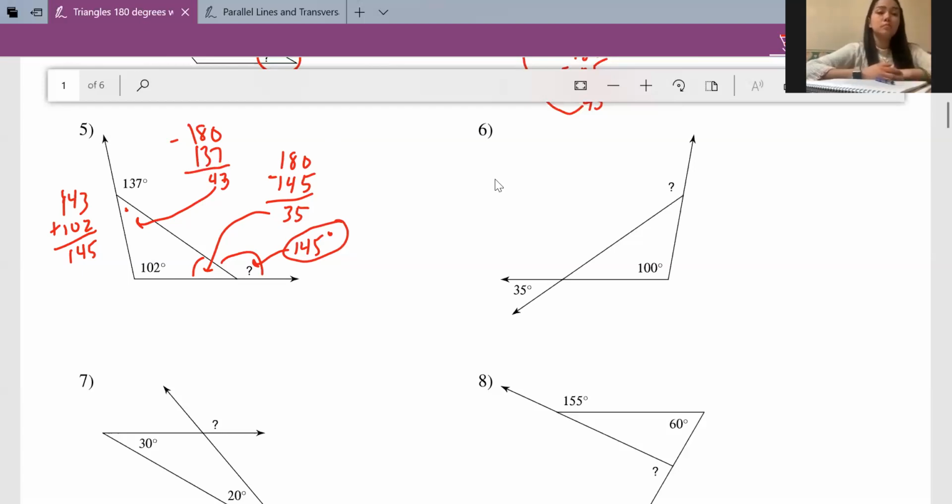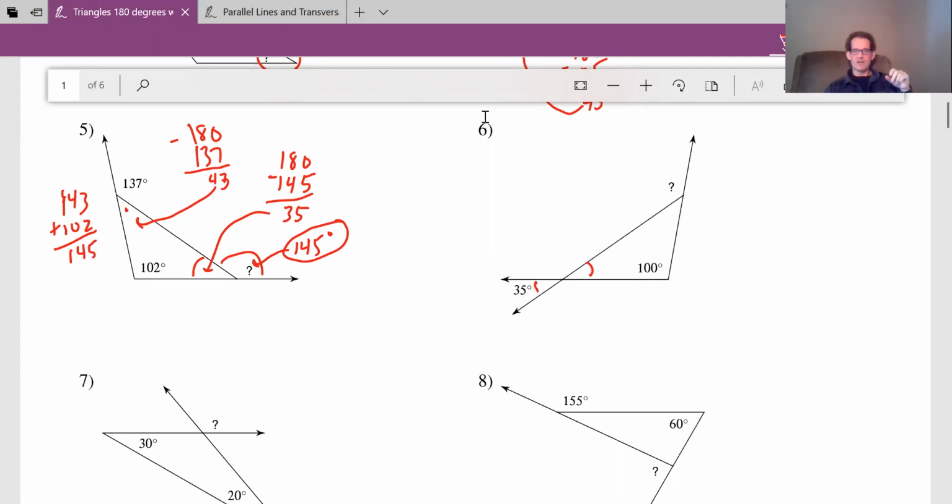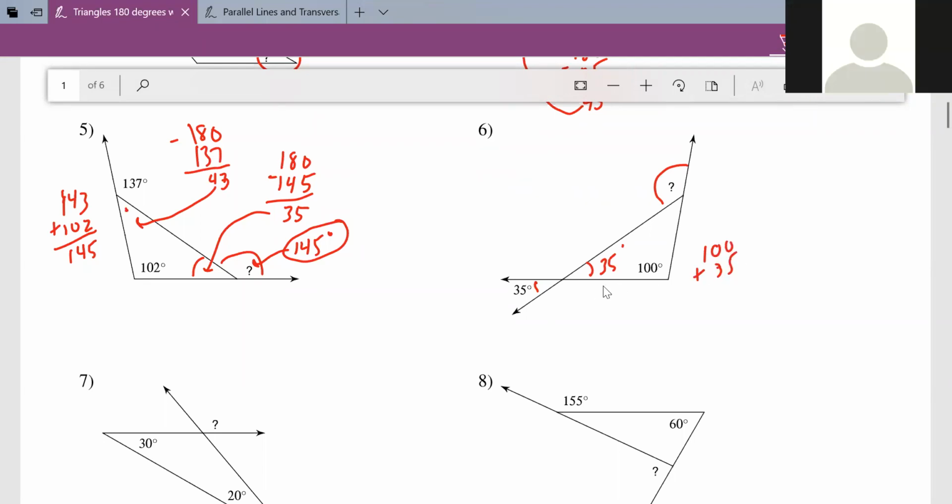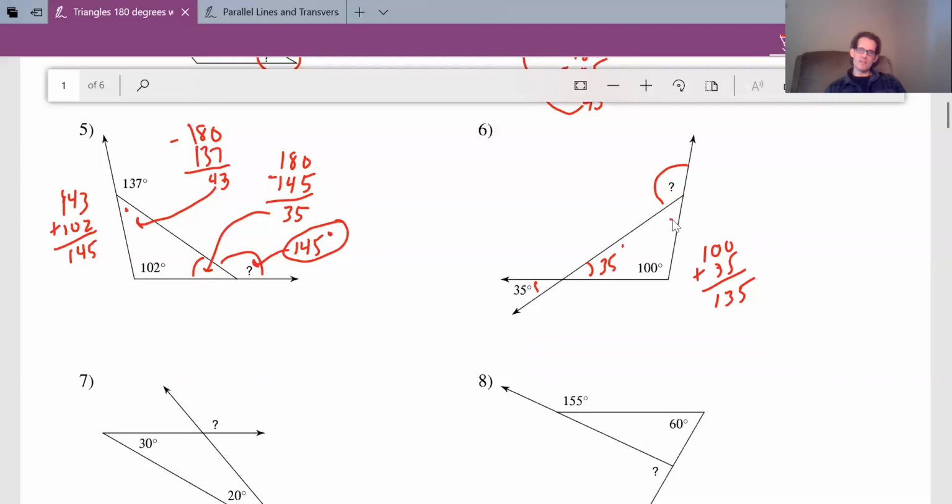Okay, let's look at number 6. Number 6 has some geometric theorems that we can use. These are called vertical angles. This angle right here, we know, is congruent to this angle right here. So if this is 35 over here, I'm going to say that this is also 35 over here. And I want to eventually get to this exterior angle out here, so I'm going to work my way in. First thing I'm going to do is 100 plus 35. These are these two angles here. And I get 135. Then my last step, I want to find out what this angle is. So I'm going to do 180 minus 135, and I'm going to get 45.